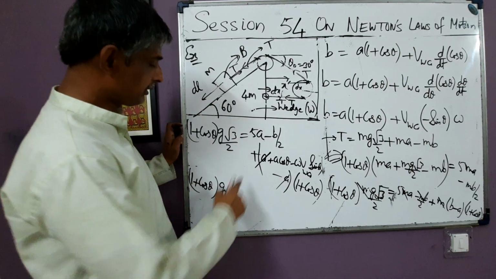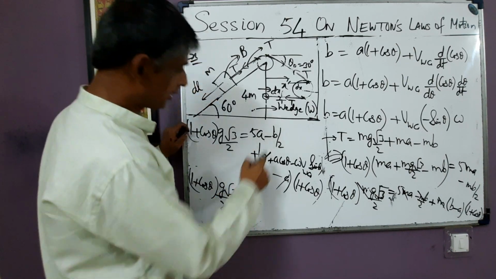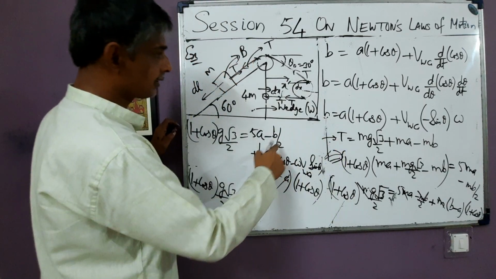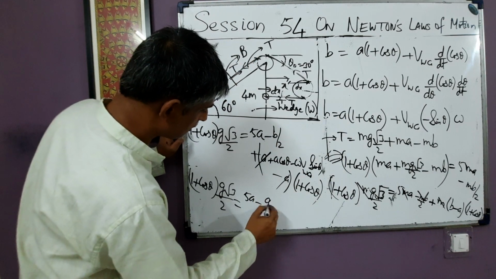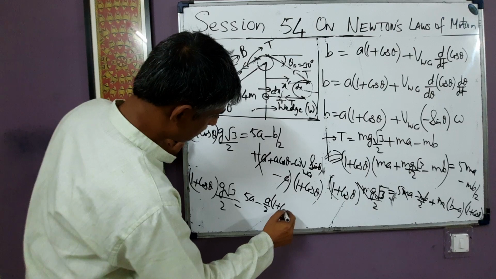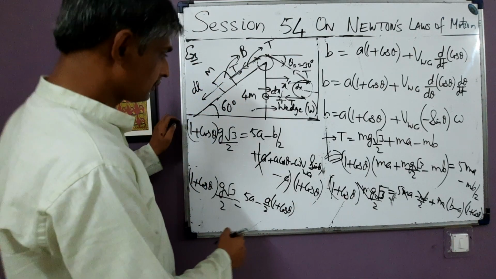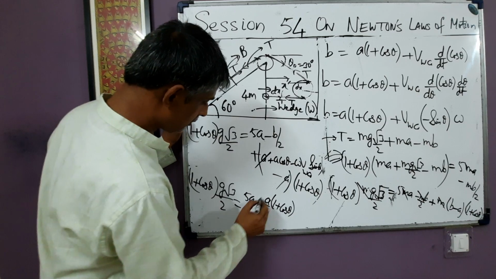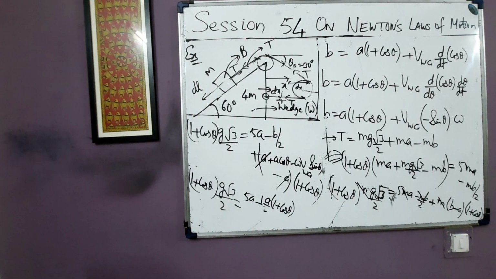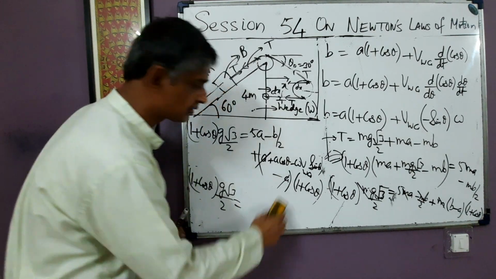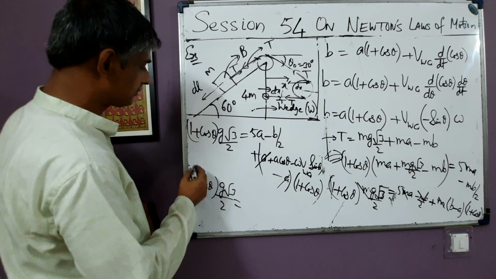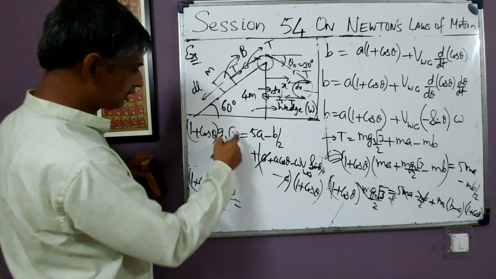Okay. Now what do we get here? 5a. Again this b I substitute here. b/2. So it becomes how much? a/2 (1 + cos θ). This b/2 becomes a/2. I'll write it here, okay? This I'll write once again, just to simplify the answer. What do we get? (1 + cos θ) g√3/2.